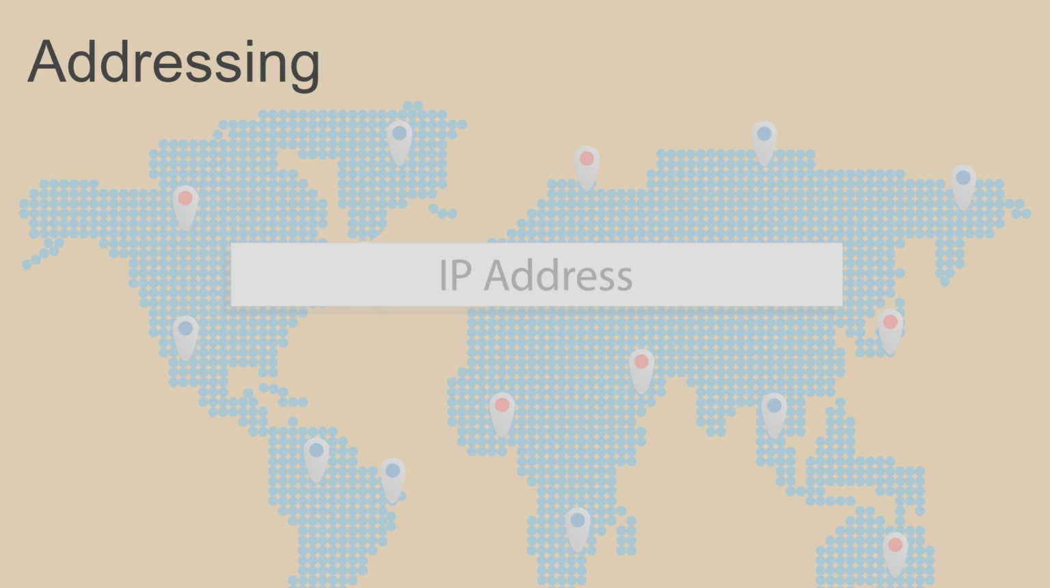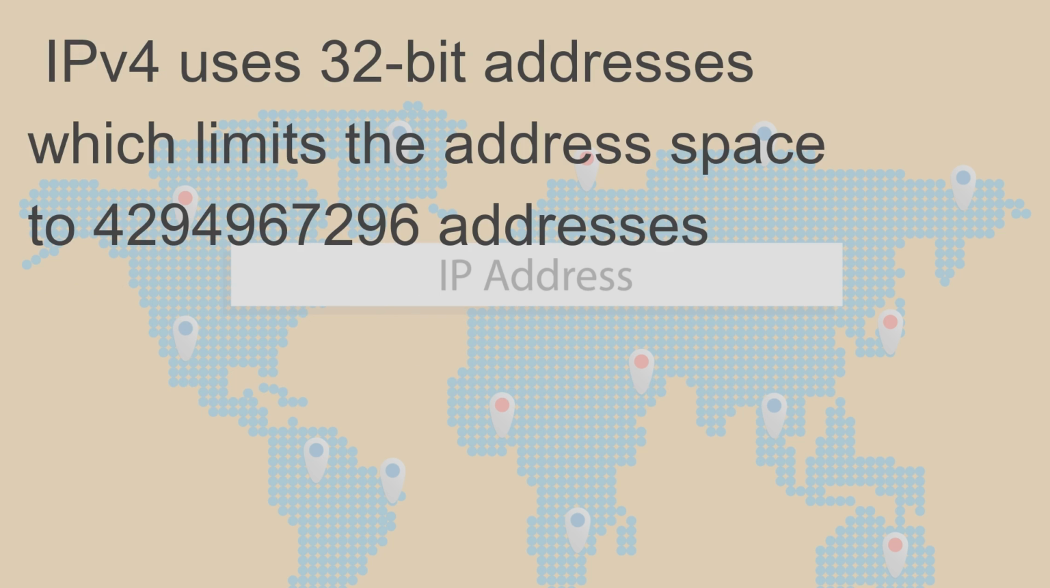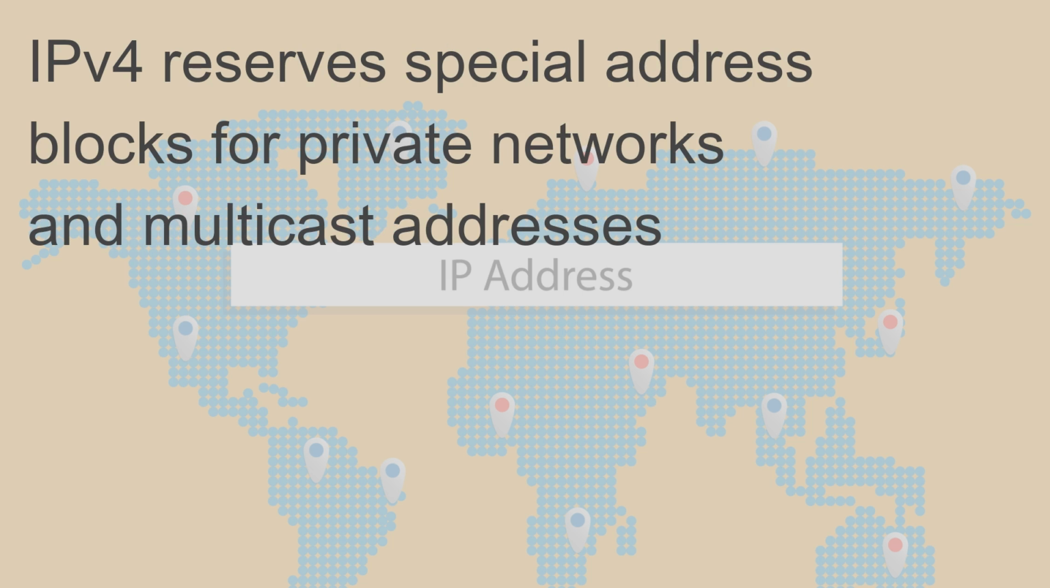Addressing. IPv4 uses 32-bit addresses, which limits the address space to 4,294,967,296 addresses. IPv4 reserves special address blocks for private networks and multicast addresses.